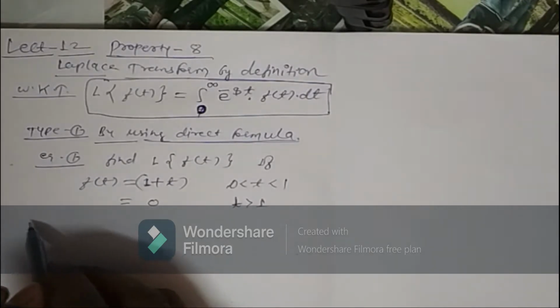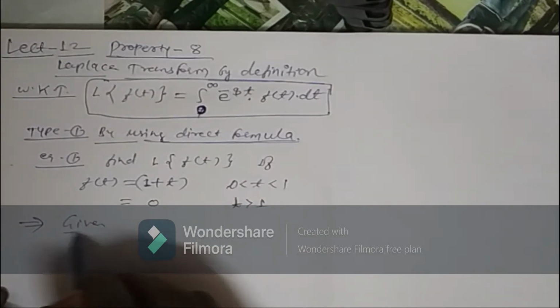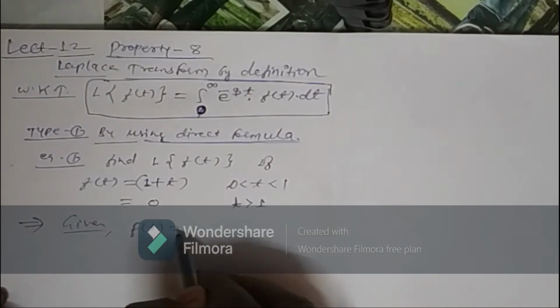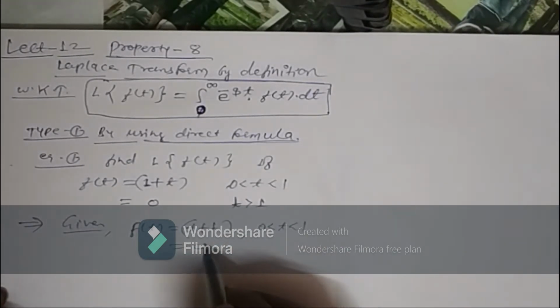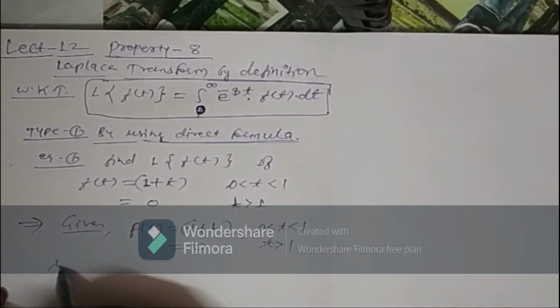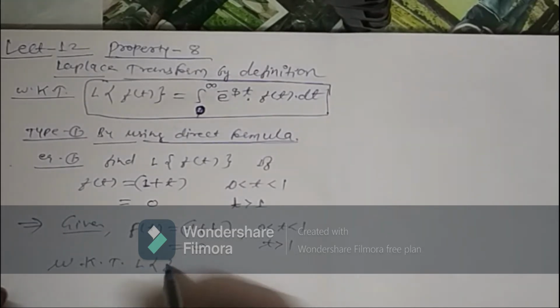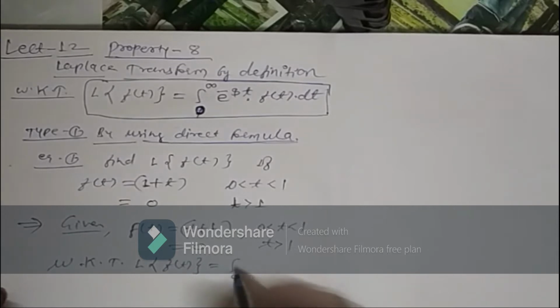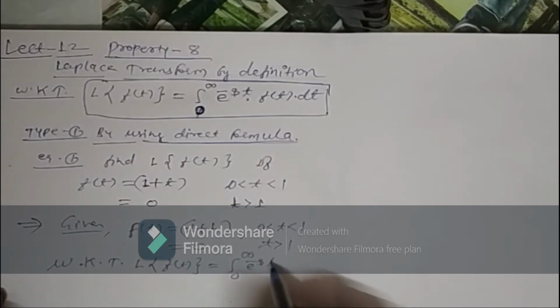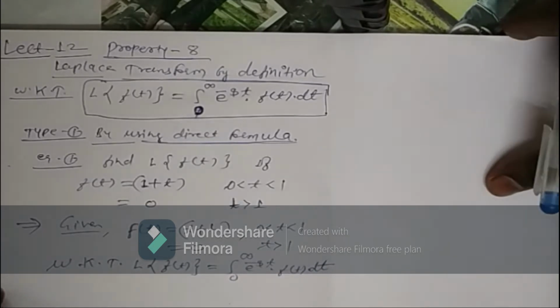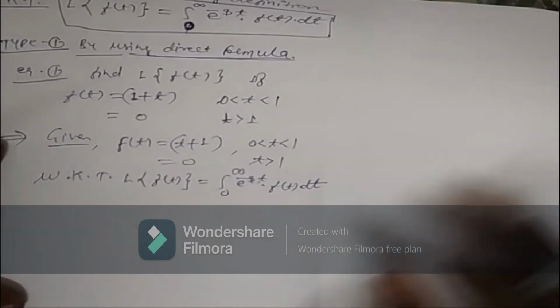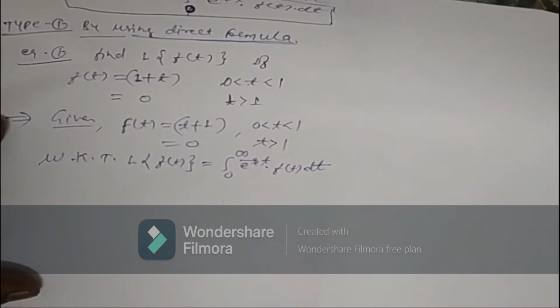Now how to find out? Look at this. So given f of t is equal to t plus 1, or 1 plus t, we can write this, for 0 less than t less than 1, and that is equal to 0 for t greater than 1. Now we know that Laplace transform of f of t is equal to integration from 0 to infinity e raised to minus st into f of t into dt. Okay, so now just we have to put the value of f of t here, and we can solve.